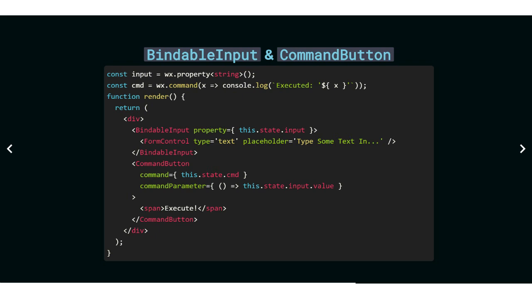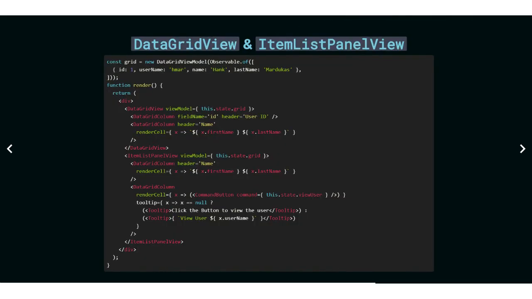So the data grid and item list panel, these guys are very similar. An item list panel is simply a wrapper around the data grid view, and they both provide a declarative way of rendering lists of data by defining the columns of that data and how those columns should be rendered. So in the first example for data grid view, we have a very simple column definition where we're just rendering the ID property on the currently active element.